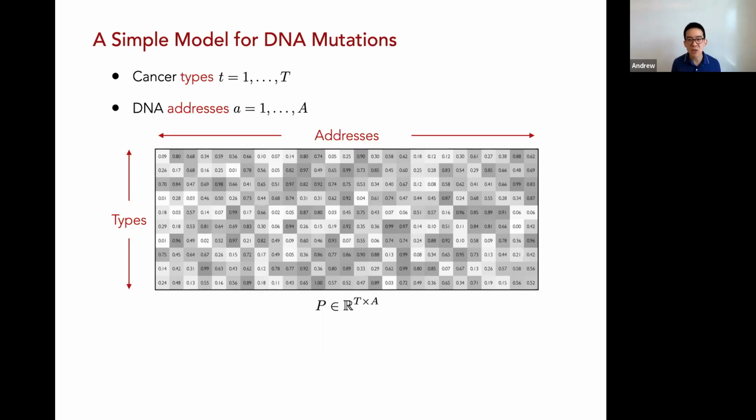What is this matrix actually storing? This matrix is actually storing, let's say, the mutation probability for every single cancer type at every single address. Okay. Actually, frankly, even there, I haven't made an assumption yet. The key assumption now, and I'll just say it in words, is independence.